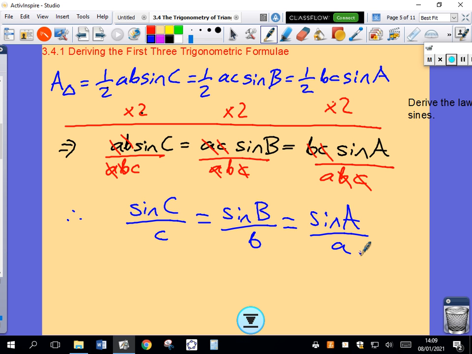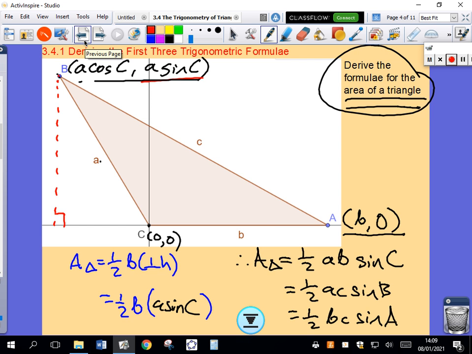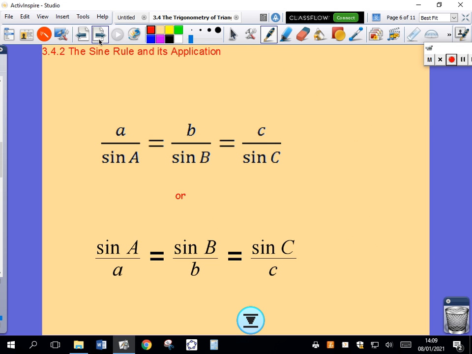And this is called the sine rule, or the law of sines, and you need to know it. It's in your formula and tables booklet. I think it's on page 16, and it's derived from the area of a triangle formula. So if you're asked to derive the sine rule in your exam, first you would have to derive the area of the triangle formula, then you derive the sine rule from that.